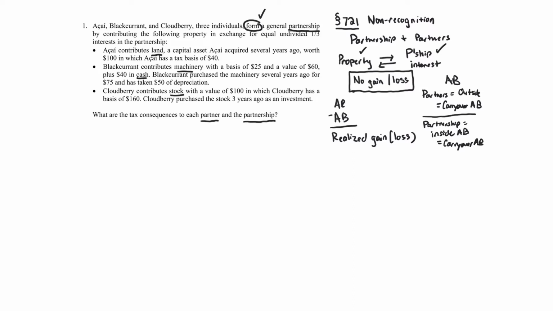Now we call the partnership's basis the inside basis because it's within the partnership. All the assets are owned within the partnership. The partner's basis is called the outside basis because it's outside the partnership. Again, we carry over as well. So it's both a carryover basis principle. All right, so we need to go through and determine the adjusted basis of each asset to the partnership, also each partnership interest to the partners.